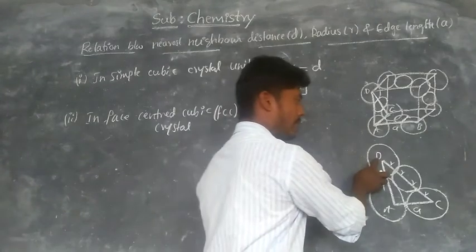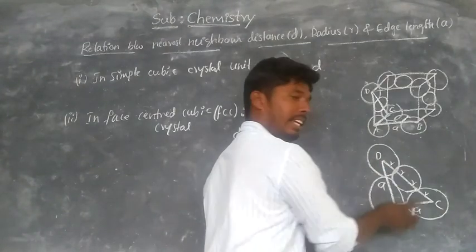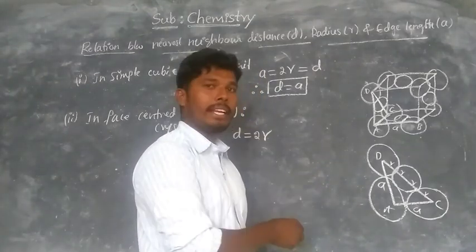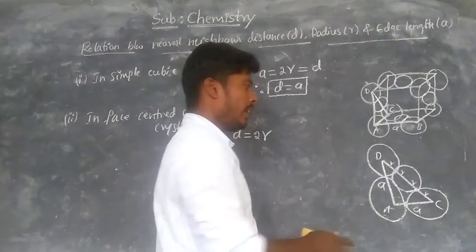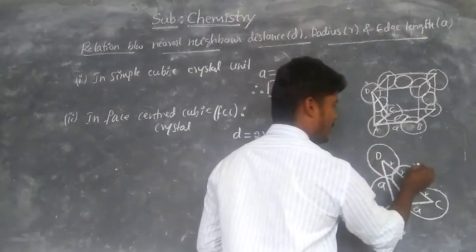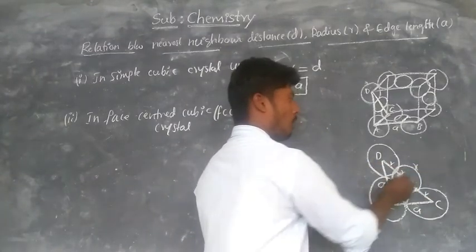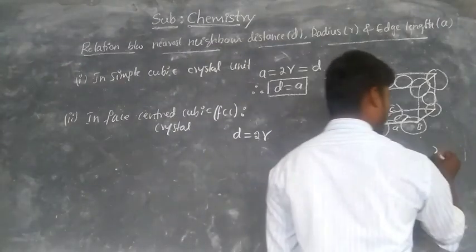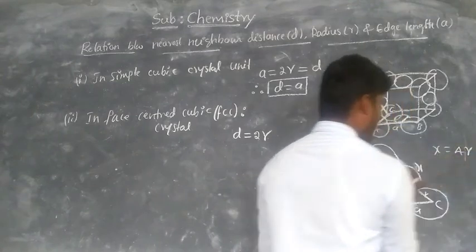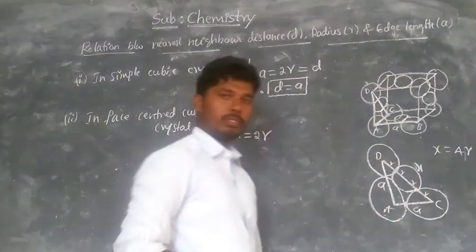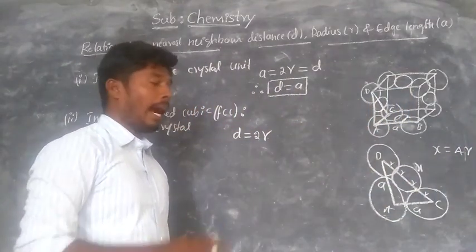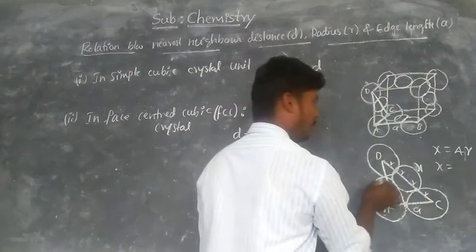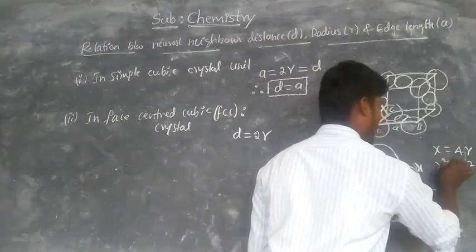Find the length of DC or CD by applying Pythagoras theorem. We already did this to derive the vacuum efficiency in FCC. Let's assume this is the line and its length is x. Now x is equal to how much? x is equal to 4r because there are 4 radii. By applying Pythagoras theorem, x square is equal to a square.